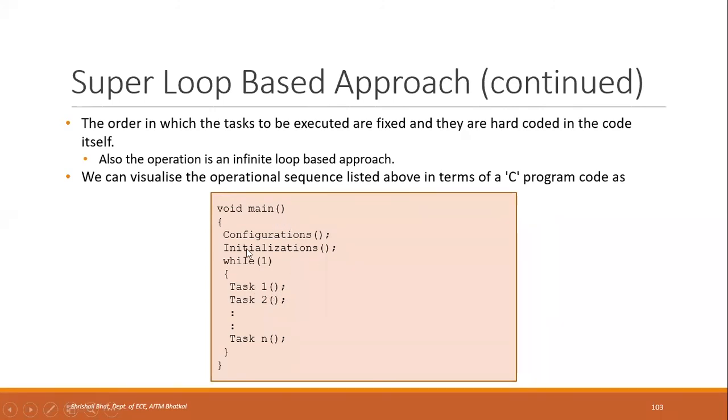If you see it as a C program, it will be this way: void main. In the main program you make some configurations. This is pseudo code actually. Then initializations, whatever we have. Then in a while loop, that means continuously, you will be executing one task after the other: task 1, task 2, task 3, till the last task, that is task n.